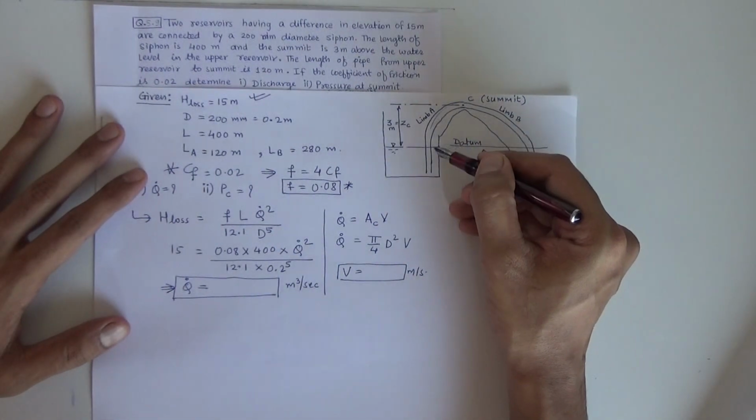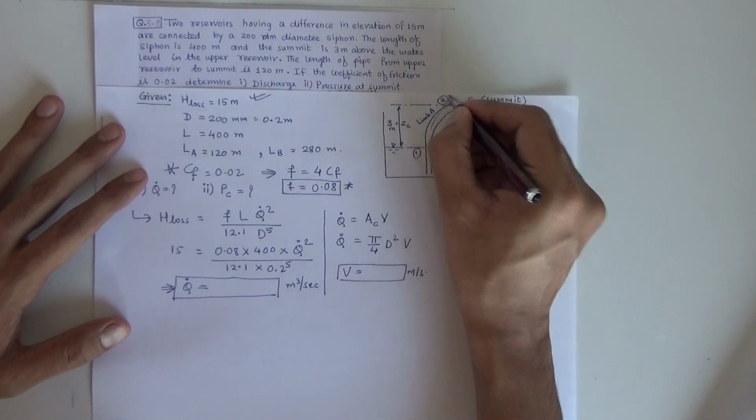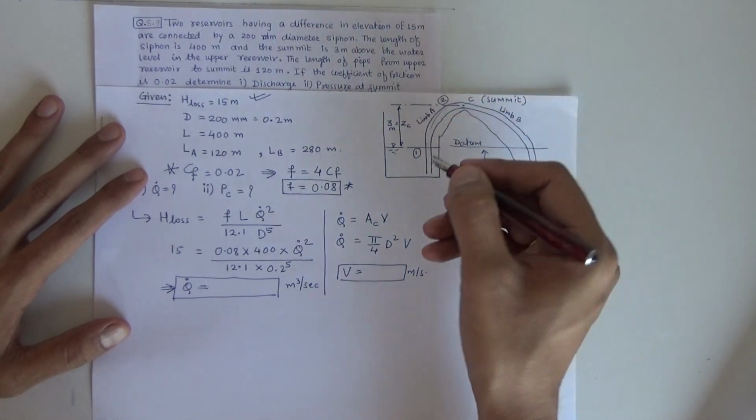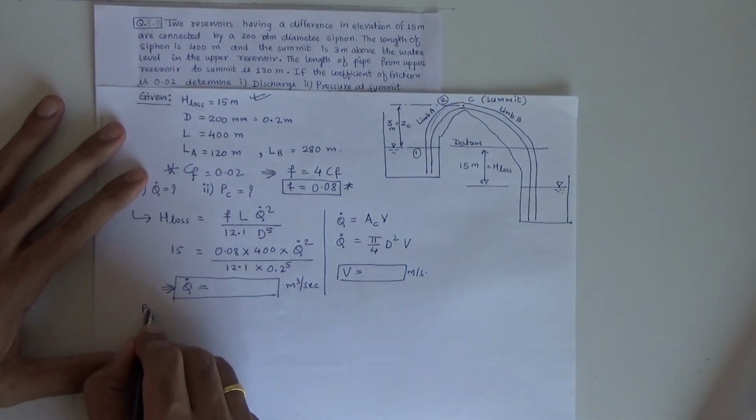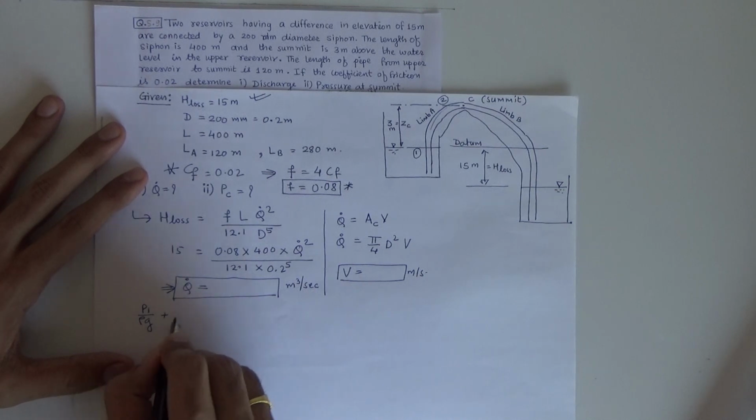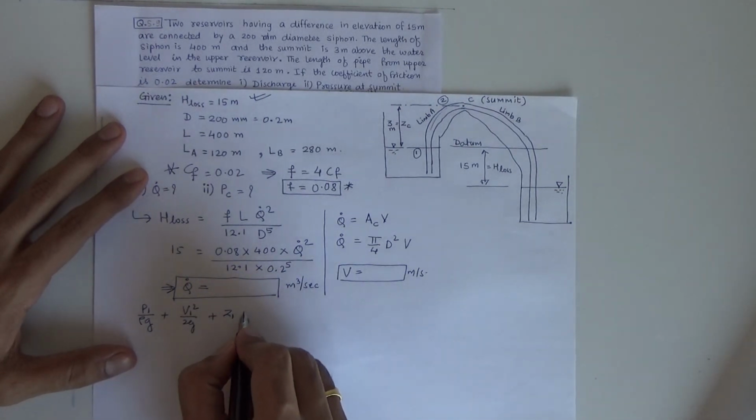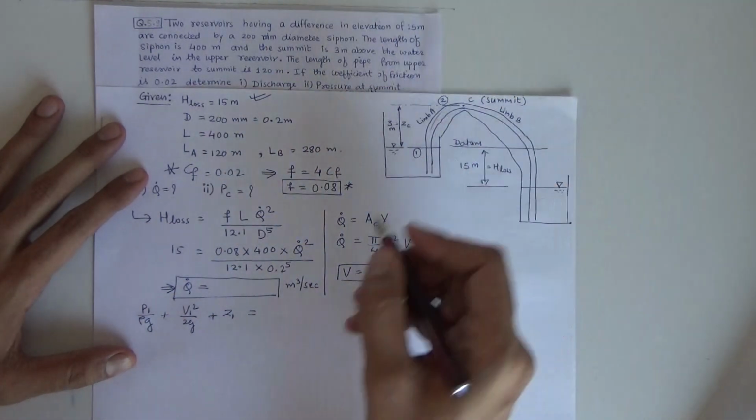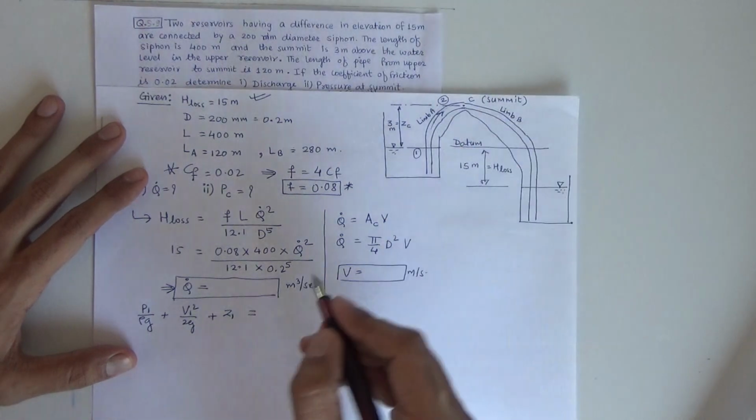So I will apply Bernoulli's equation between these two sections, section 1 and section 2. This summit is section 2 and this datum is section 1. At section 1, I write P1 upon rho g plus V1 square upon 2g plus Z1, which equals the outlet, since the flow is from this side to this side, so this is outlet.